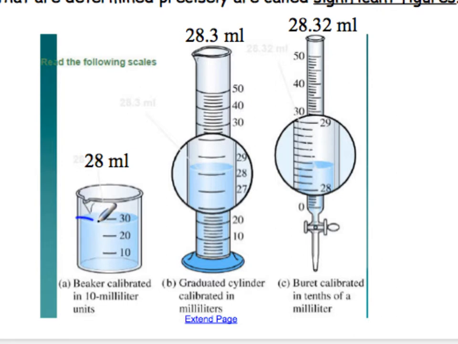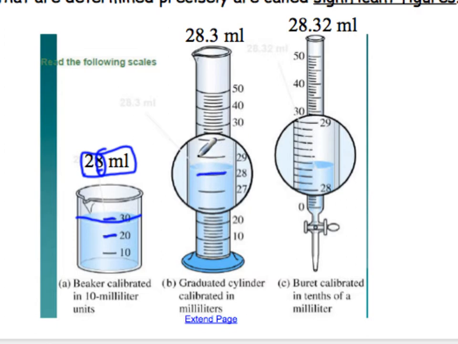Here you can read the meniscus, and we would read this as 28 milliliters. Now, one of the things that is tough is you can't really get this 8. The second number is always an estimate when we're doing measurements. I see that I have a 20, and I see that I have a 30. I can tell that my meniscus is closer to 30 than it is to 20, so this 8 is actually an estimated value.